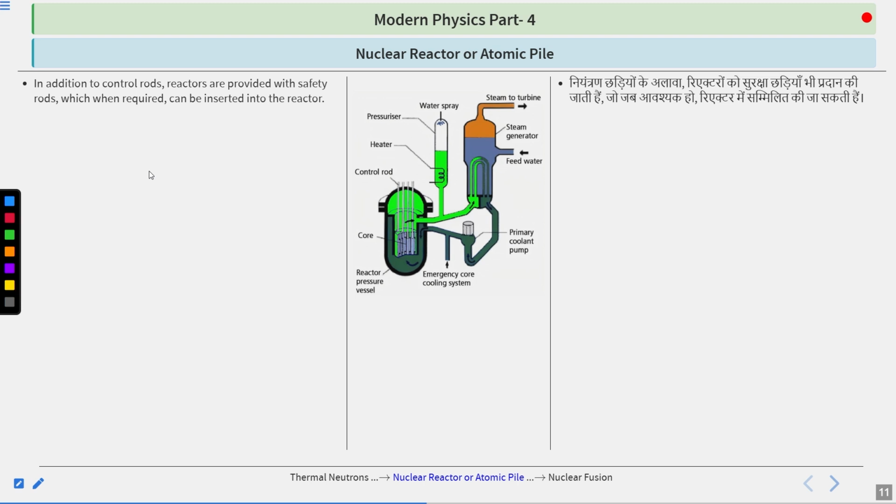In addition to the control rods, the reactor is also provided with safety rods, which when required could be inserted into the reactor. They reduce the neutron reproduction factor K to less than unity.